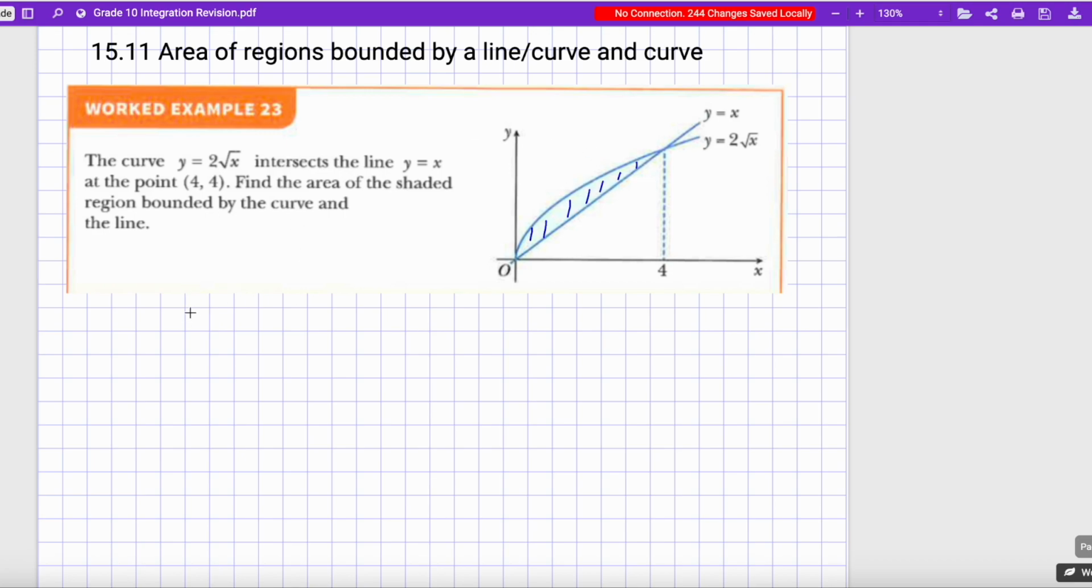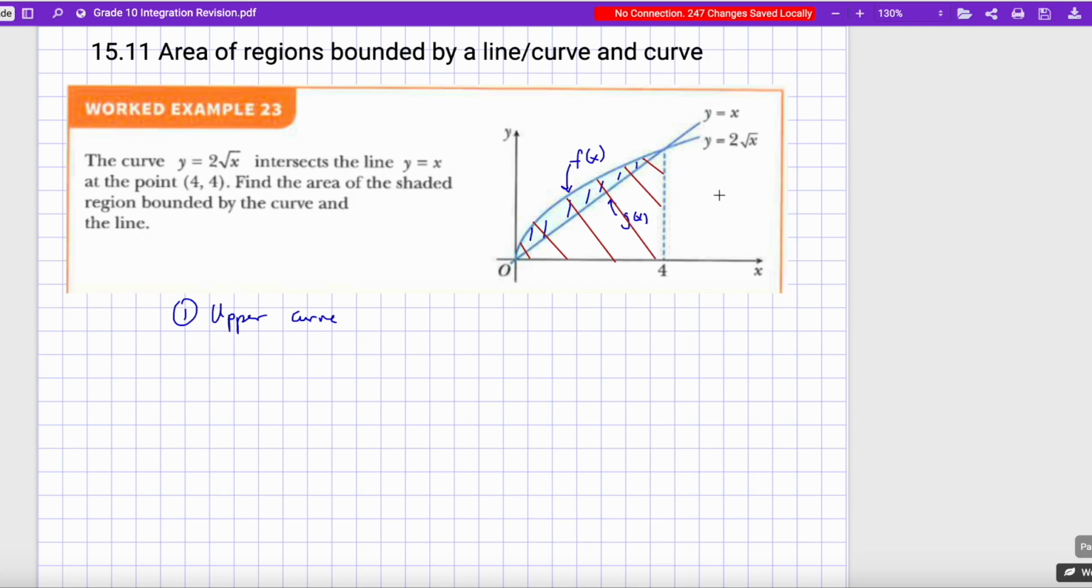So we look at number 1, which is the upper curve or upper line. The one that is higher in this case is 2 root x, so this will be my upper curve. And then the line y equals x will be my lower curve, I'll call it just g(x). If you were to look at finding the area between 0 to 4 of the upper curve, I'll put it in red. This would be the area.